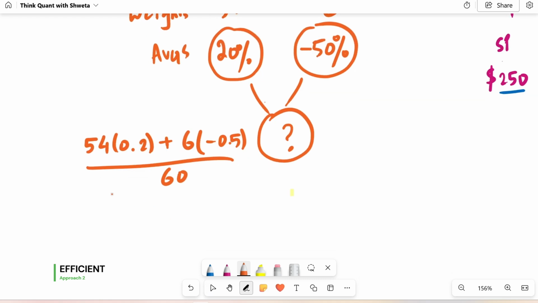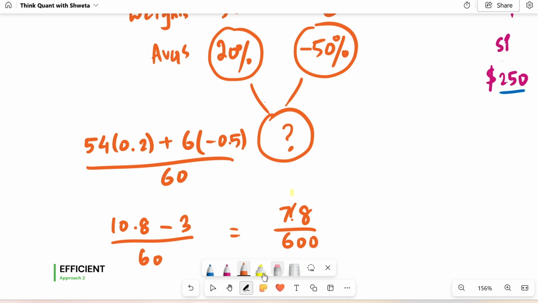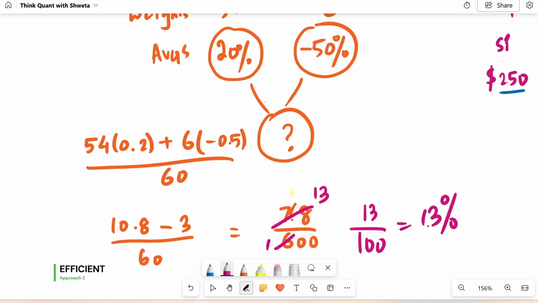Let's see what this comes out to. 54 times 2 is 108, but there's a decimal, so 10.8 minus 3 over 60. This is 7.8 over 60. Remember, I want it as a percentage, so I'll ultimately convert. What do I see now? Oh, 6 ones are 6 and 6 13s are 78. So 13 over 100, that's a clean 13%.